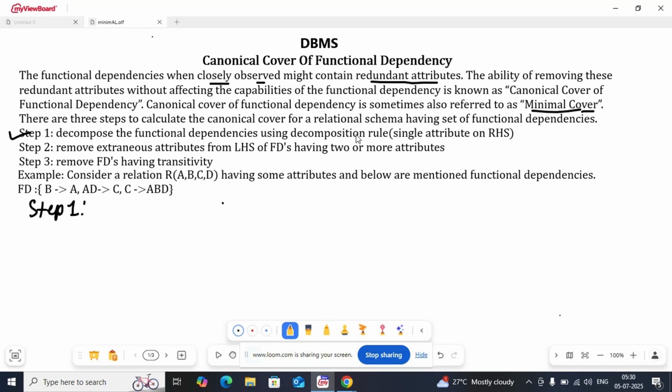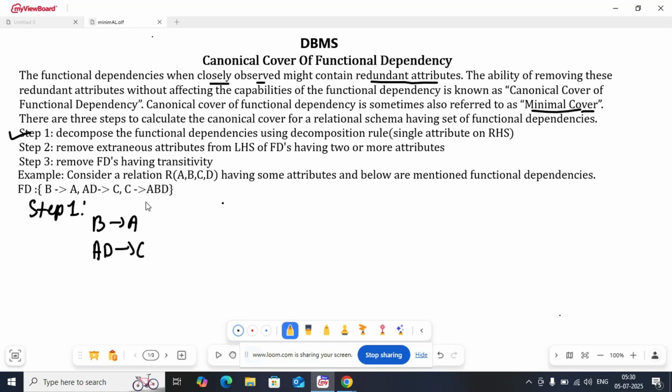Decompose the functional dependency using decomposition rule. Here you can see the first functional dependency B to A. On the right hand side there is a single attribute, so no need to decompose it. Second one, AD to C. Here also, on the right hand side we have a single attribute, so no need to apply the decomposition rule.